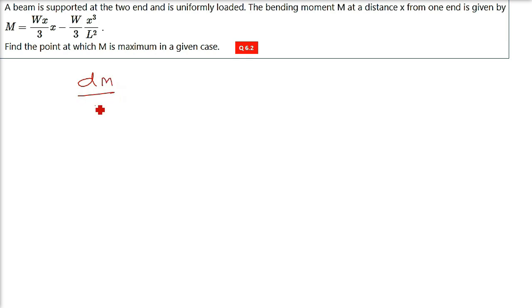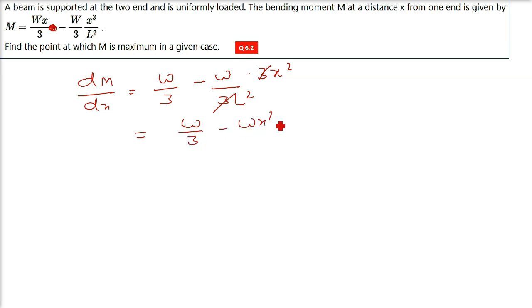Now dM by dx we have to do, that is the differentiation of this expression. Once you differentiate this expression, you are going to get this. Wx by 3, when we differentiate it, is going to be W by 3. And this is minus W by 3, and this x cube will be 3x square. You get 3x square, L square remains the same in the denominator. This 3 gets cancelled. You get W by 3 minus Wx square by L square. Please remember this W is in capital letters. And we need to equate it to 0. That is our next step. dM by dx is equal to 0.